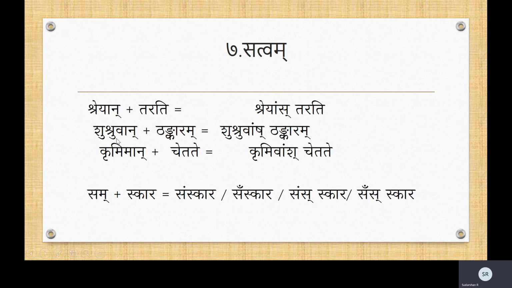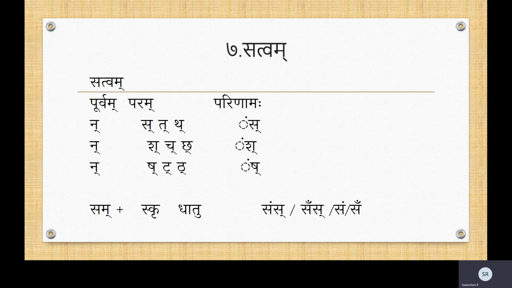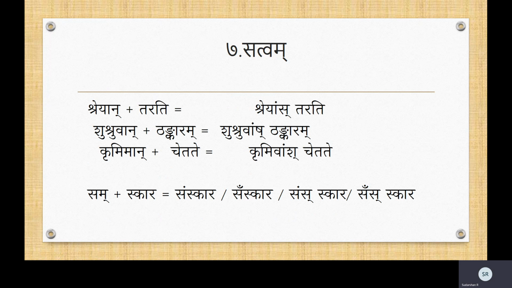Then you have Shushruvan Thankaram. Again you have Tha, which we have from the Tha, right? ShTutva, you have that. So what happens? You have to change to the closest relative, which is Sha. So you have to put the Anuswara. It becomes Shushruvam Thankaram. Okay?